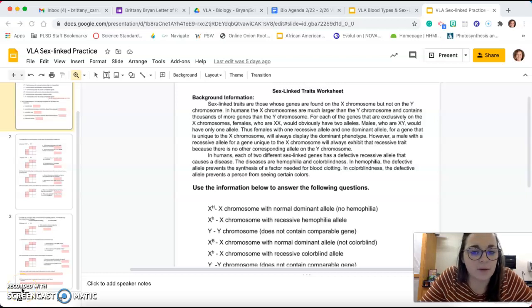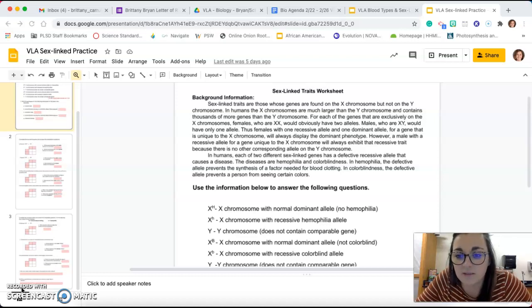Okay, for this assignment, we're going to look at sex-linked traits. Sex-linked traits are those found on genes on the X chromosome but not the Y chromosome, or genes found on the Y chromosome but not the X chromosome, so the sex chromosomes. In humans, the X chromosome is much larger than the Y chromosome and contains thousands more genes than the Y chromosome.